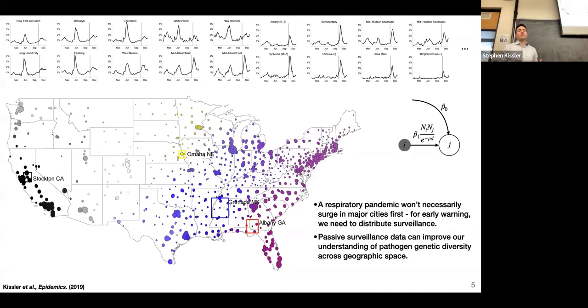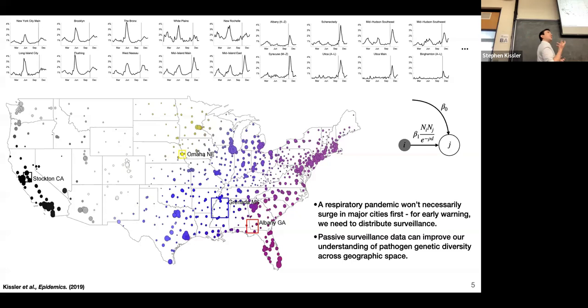So what does this tell us? We learned two main things. First, that a respiratory pandemic isn't necessarily going to surge in a large city first. So we really need to distribute surveillance widely if we want to have early warning of a pandemic that's about to spread. And the second is that passive surveillance data like this, as long as we thoughtfully incorporate it into models, can also improve our understanding of the genetic diversity of an epidemic.